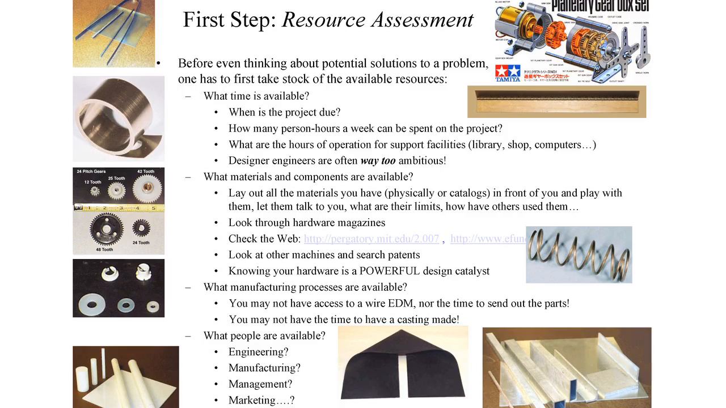Now, let's go through some of those steps. A little fast. Resource assessment: time, money, materials and components that are available, and manufacturing processes. Those are the 3 big elements of resources: the physical stuff, the human stuff, and then the cut and put it together stuff. Figure out what you've got available, and you're going to have to design within the bounds of those.